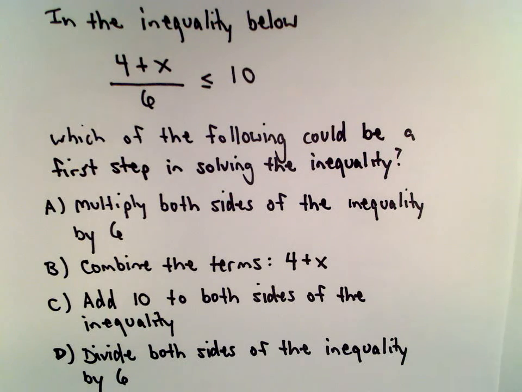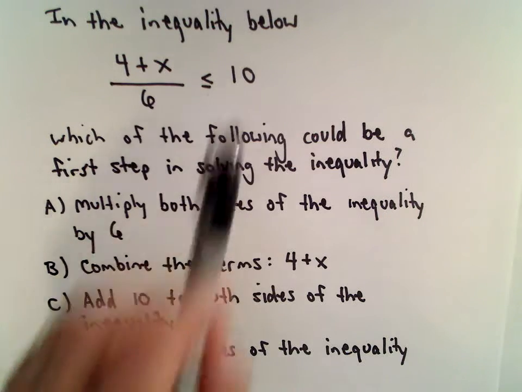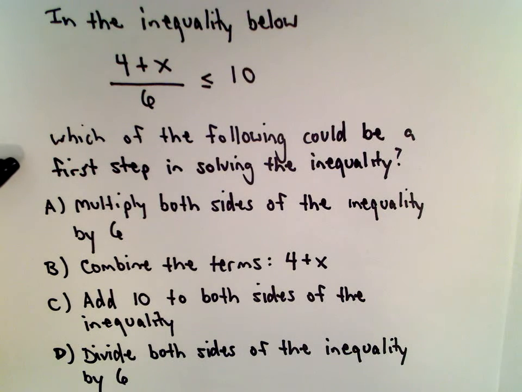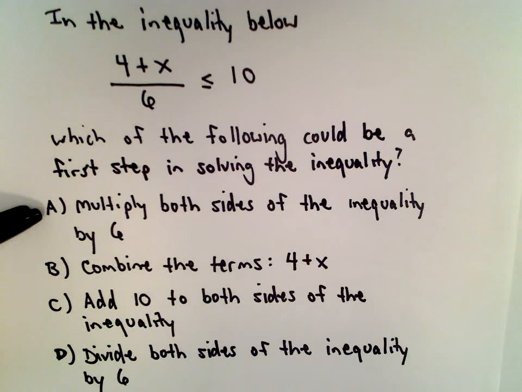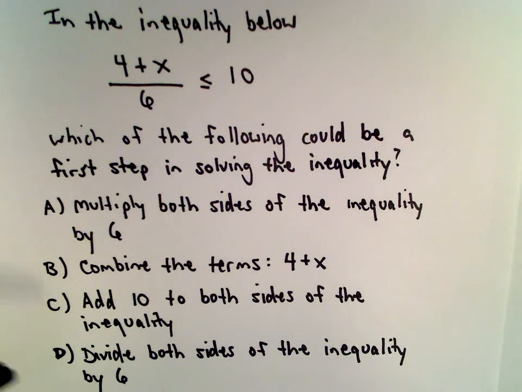Okay, in this example we have the inequality (4 plus x) all being divided by 6, less than or equal to 10. We want to know which of the following could be a first step in solving this inequality. So part A says let's multiply both sides of the inequality by 6. Part B says combine the terms 4 plus x. Part C says add 10 to both sides of the inequality. And part D says let's divide both sides of the inequality by 6.